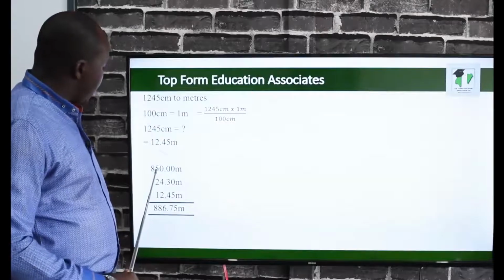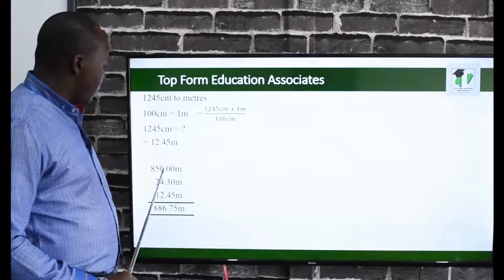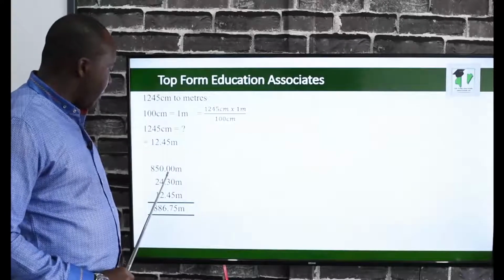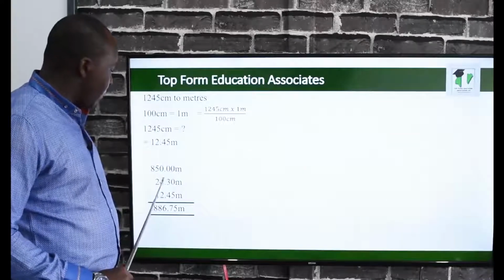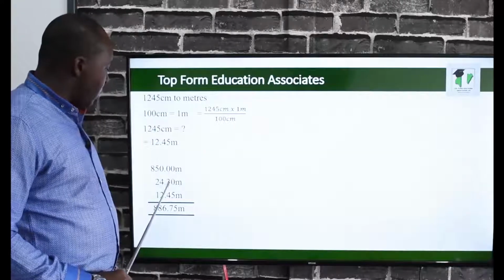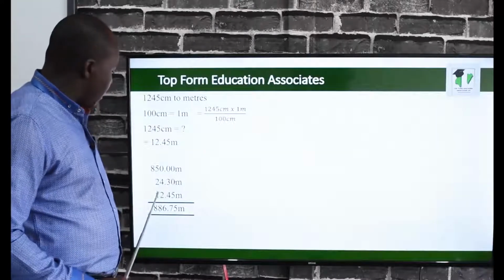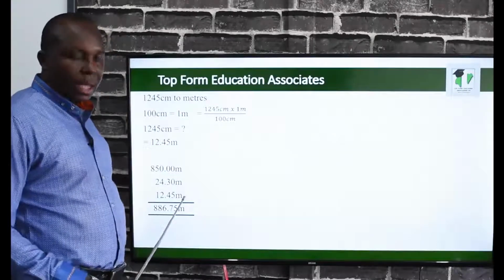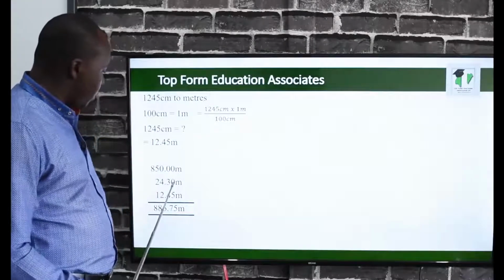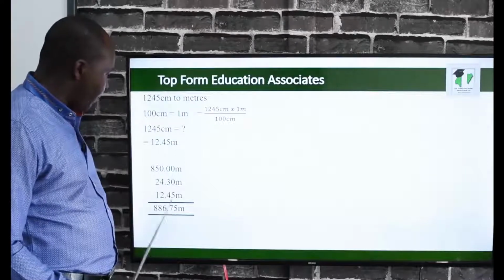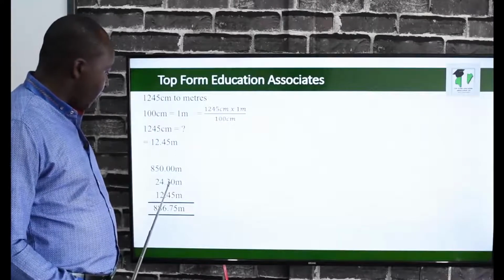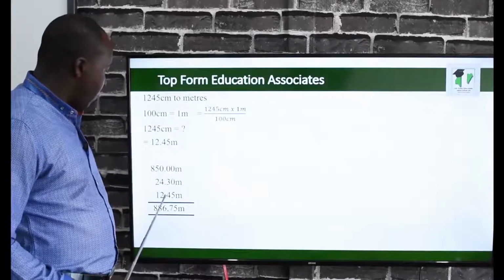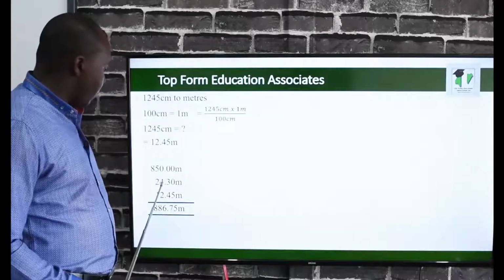So 850 meters. So we put point because of the decimal number to make up the number of digits, 0 plus 24.30 meter, 12.45 meter. So all of them now they are meters. So let's add them together. 0 plus 0 is 0. 0 plus 5, 5. 0 plus 3, 3. 3 plus 4, 7. Our decimal point we put it there. Vertical. 0 plus 4, 4.